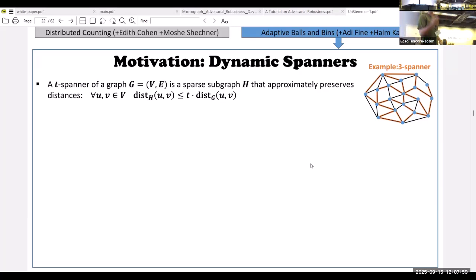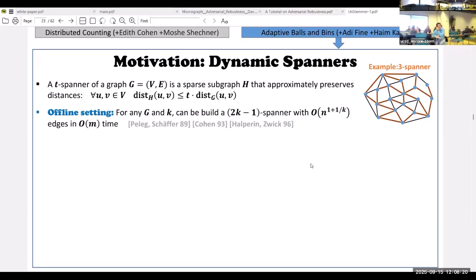Specifically, you have some stretch parameter T, and H, which is a subgraph of G, is a T-spanner if every distance is inflated by no more than a T multiplicative factor. Right, so here is an example of a tree spanner. I didn't actually check that it's a tree spanner, but I took lots of edges where it has to be a tree spanner. So in the offline setting, we can construct such spanners very efficiently. You take a graph G and a parameter K, and you construct a spanner in linear time, O of n time, and this spanner has the optimal number of edges that you can get.